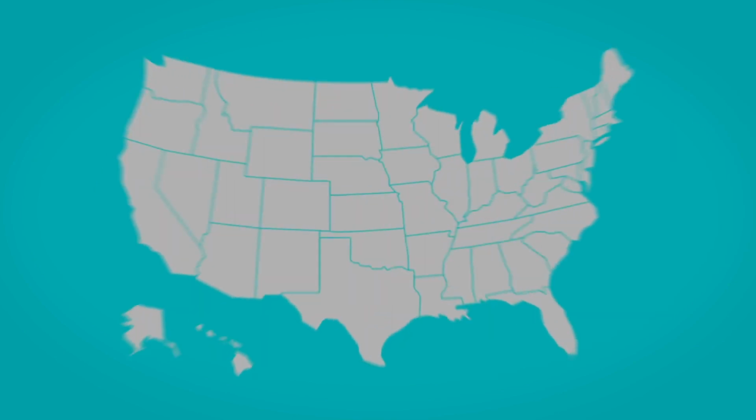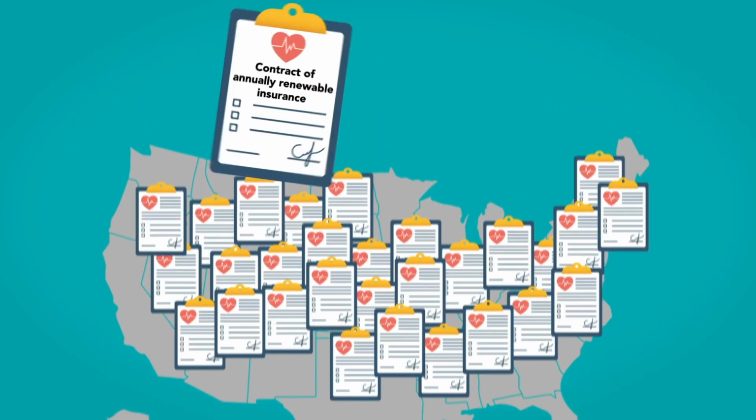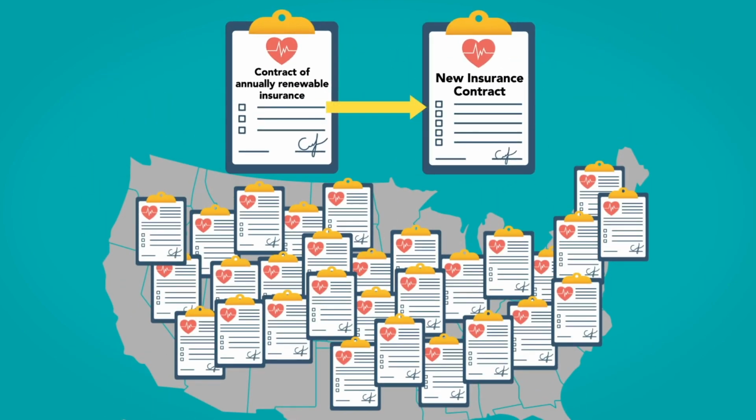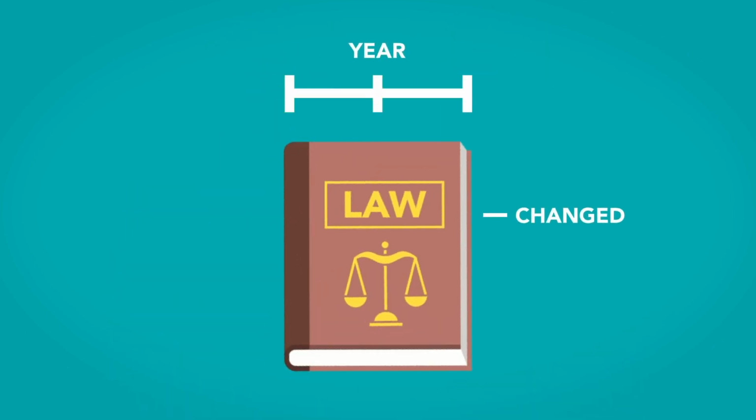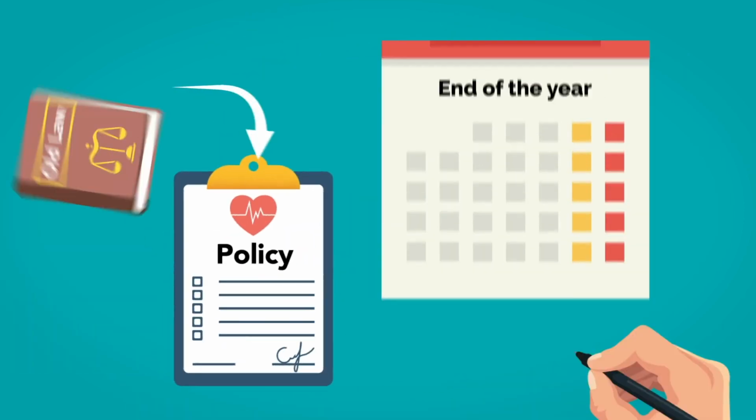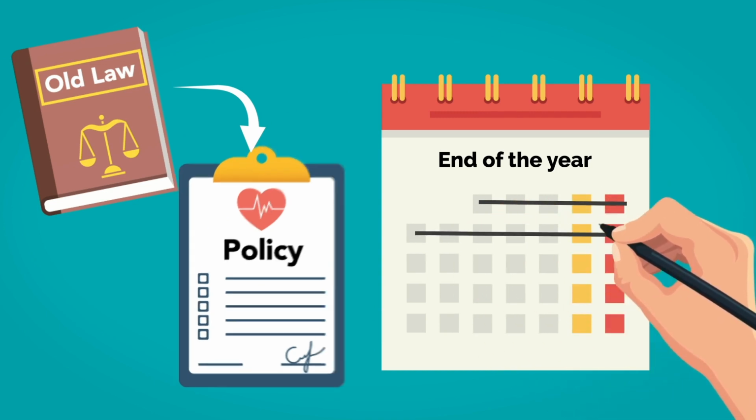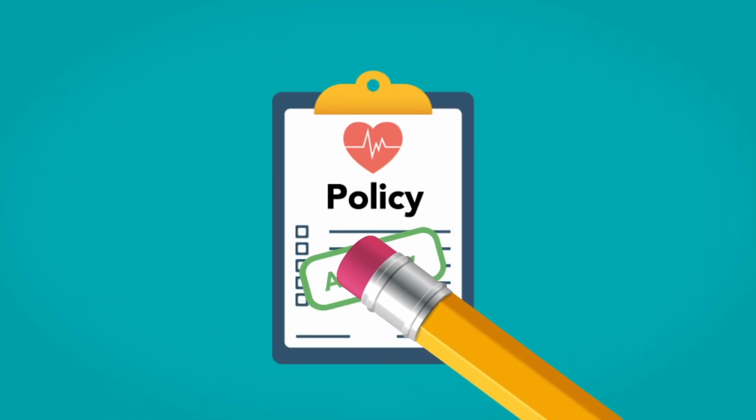In most states, a contract of annually renewable insurance forms a new contract at each renewal. So if the law is changed in the middle of a year, the policy can finish out the year under the old law, but when the policy renews, it will have to be adjusted to comply with the new laws or regulations.